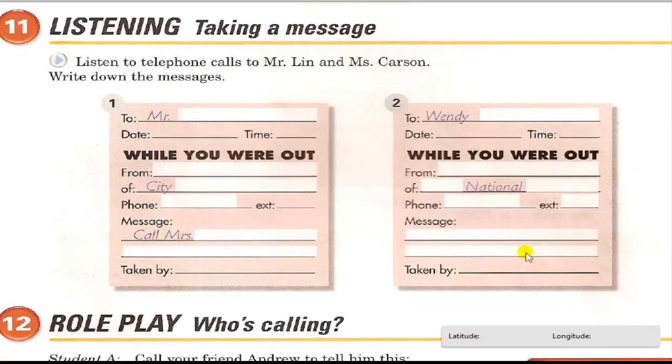Exercise 11. Listening. Taking a message. Listen to telephone calls to Mr. Lin and Ms. Carson. Write down the messages. 1.